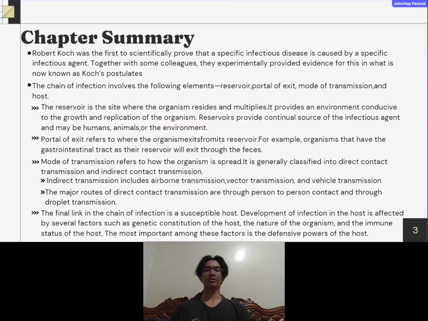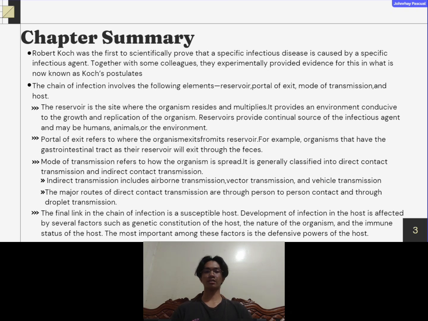Now for the chapter summary. Robert Koch was the first to scientifically prove that a specific infectious disease is caused by a specific infectious agent. Together with some colleagues, they experimentally provided evidence for this in what is now known as the Koch postulates. Now moving on to the chain of infection. The chain of infection involves the following elements: reservoir, portal of exit, mode of transmission, and host.